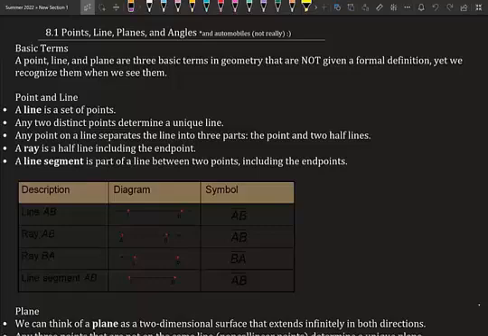8.1 Points, Lines, Planes, and Angles. Basic terms. A point, line, and plane are three basic terms in geometry that are not given a formal definition, yet we recognize them when we see them.